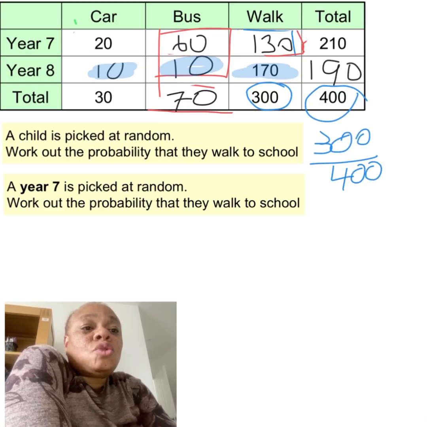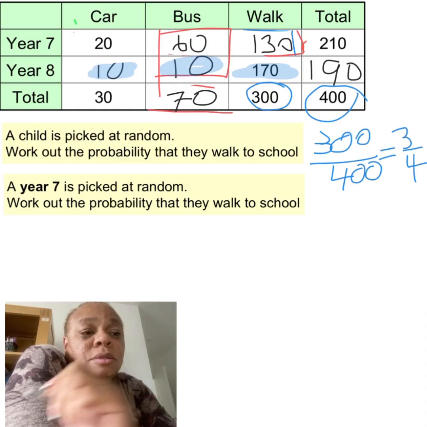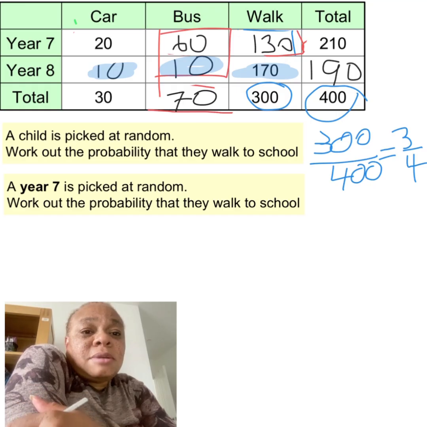And if you simplify that, that will be 3 out of 4. So that's the first one. Then let's look at the second question.